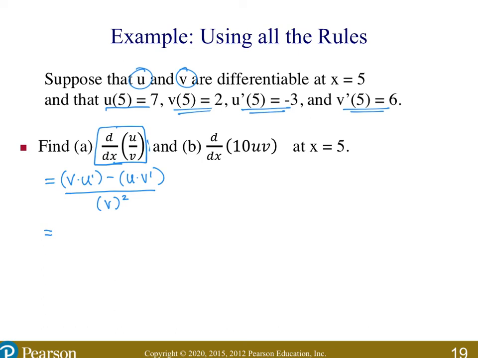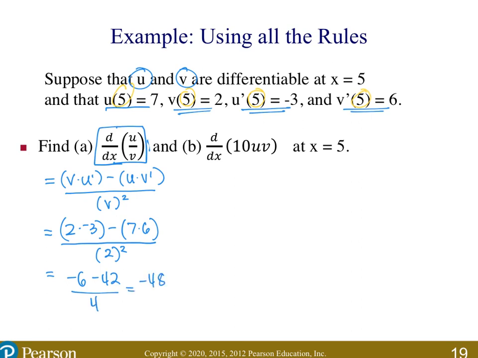The value of v, and all of these are based on 5, right? They all had 5 in common. But the values are all different. So the value of v is 2. The value of u prime is -3. The value of u is 7. The value of v prime is 6. All over the value of v, which is 2. So I have -6 minus 42 over 4, -48 over 4, so the answer is -12.